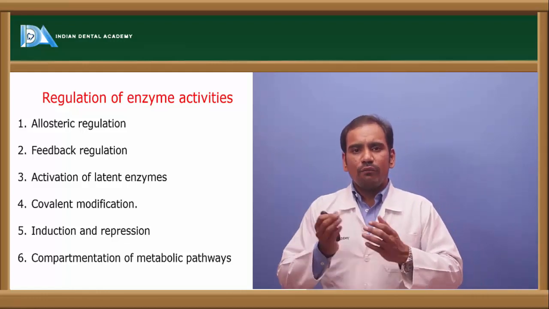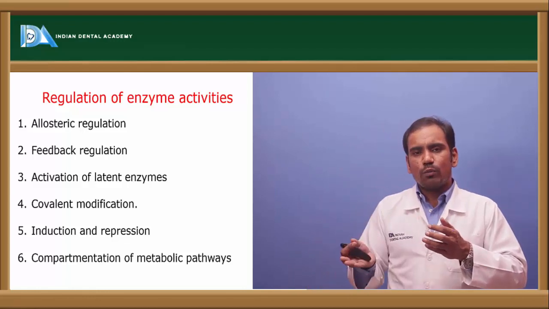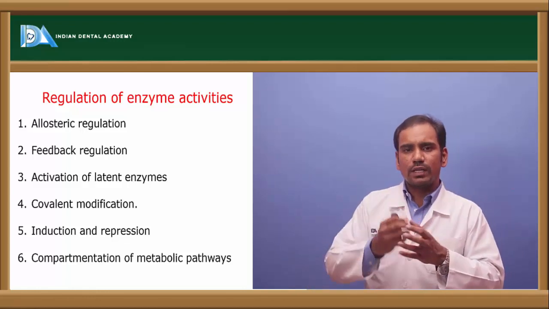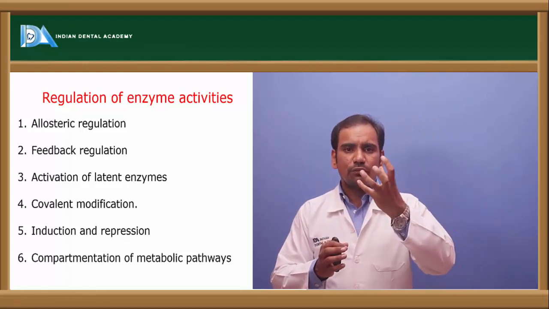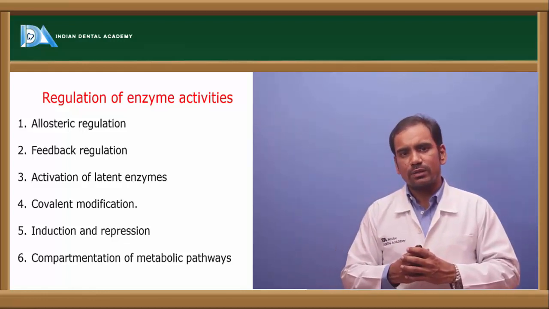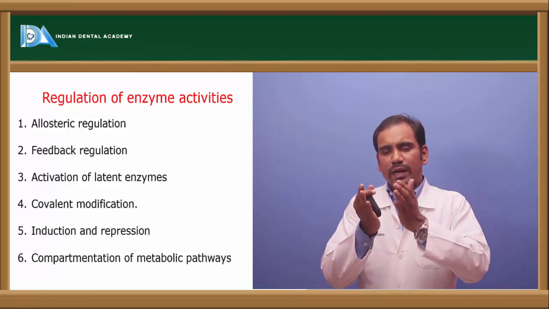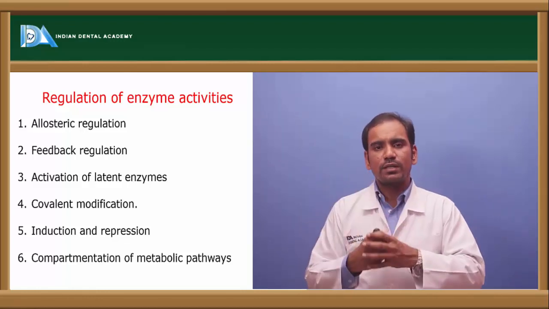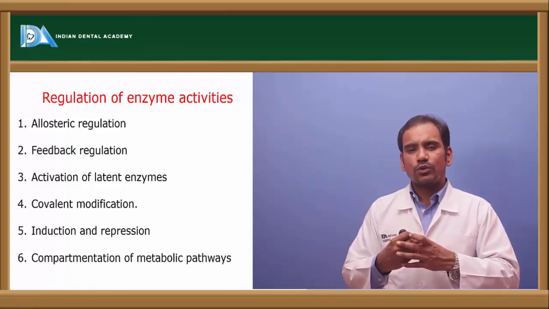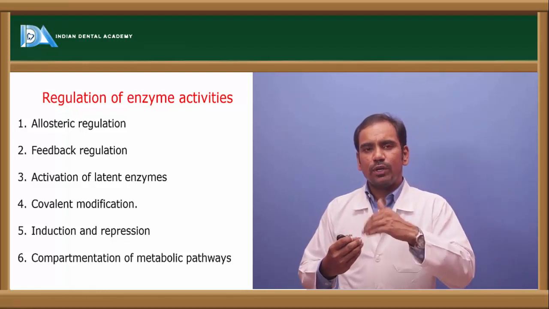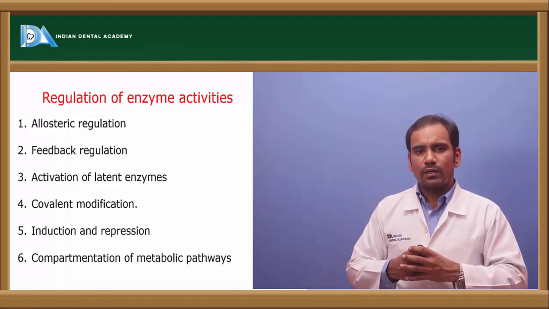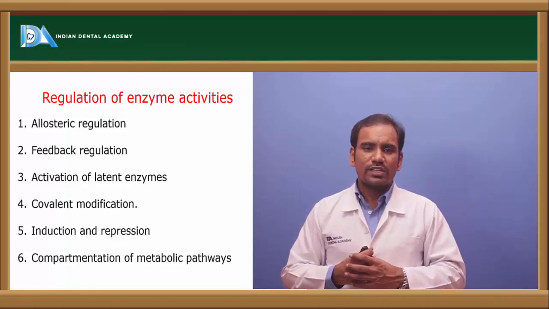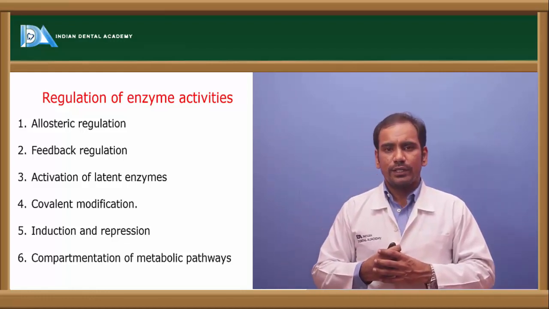In the same way, when a negative modifier binds to the allosteric site, it decreases the activity of the enzyme by bringing conformational changes at the active site such that it prevents the binding of substrate to the active site. Right? So in these two ways, the activity of the enzyme may be increased or decreased by an allosteric modulator. This type of regulation is called allosteric regulation.